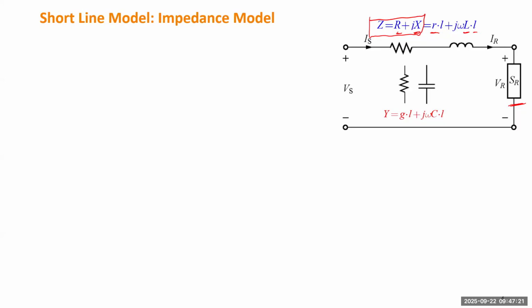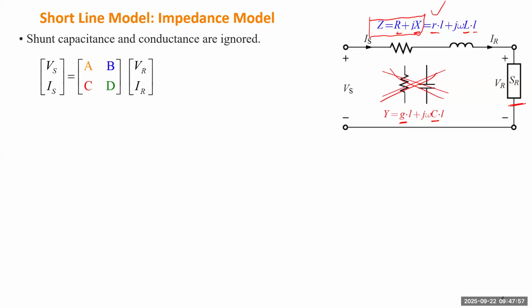We know the line may also have the shunt conductance and admittance to the ground. So admittance will depend on C, okay? And conductance just means the resistance to the ground. For a short line, from the example we showed, we can ignore those two. So usually the shunt capacitance and conductance are ignored. We only consider this simple impedance. Let's find out this transformation, A, B, C, D.